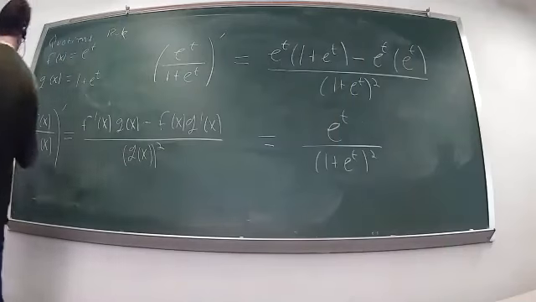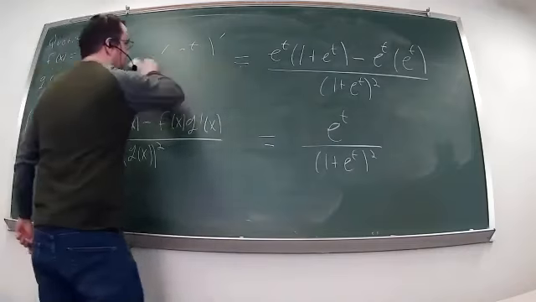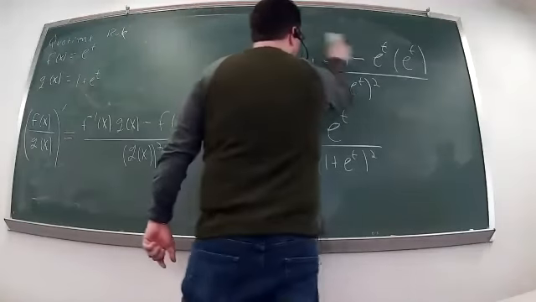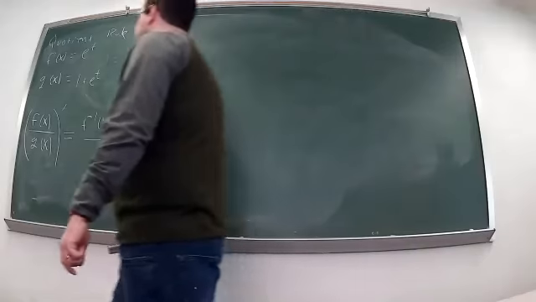So this is the formula for the quotient rule. Where does it come from? How can we show it? It has to be consistent with the formula for the product rule. So that's the trick.